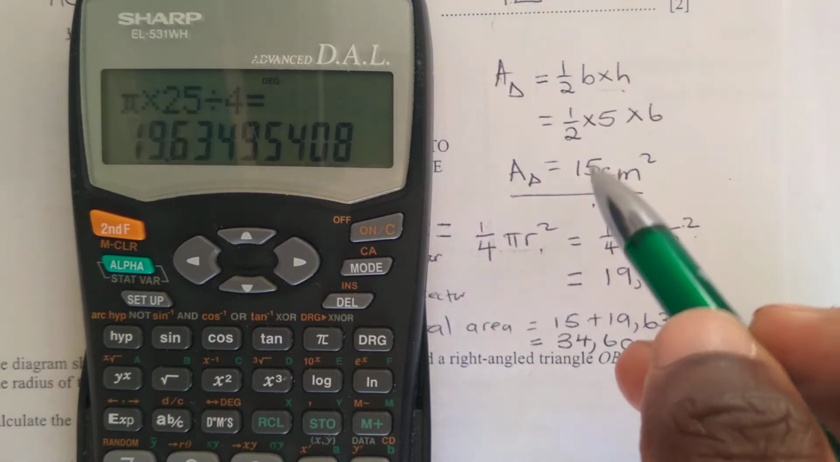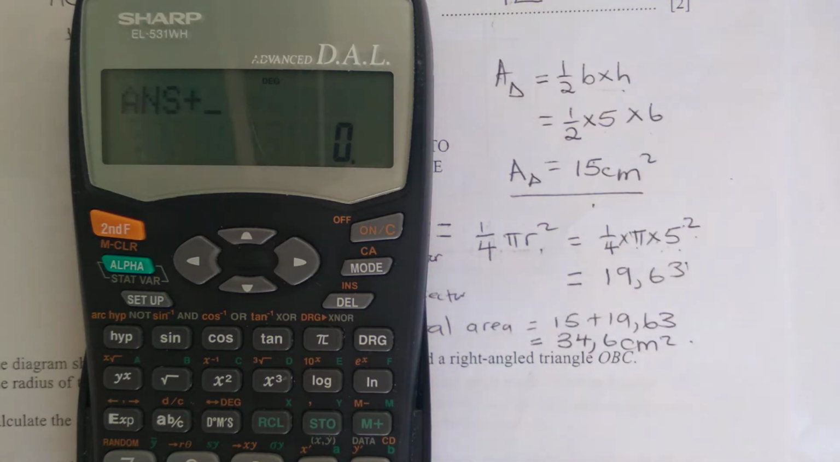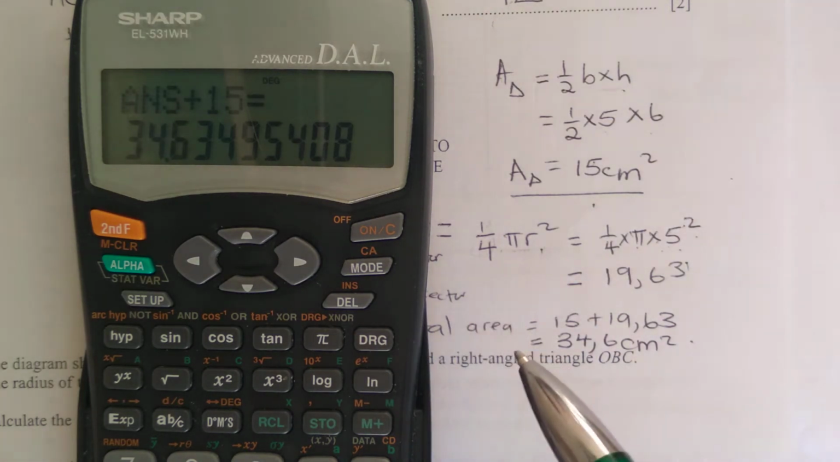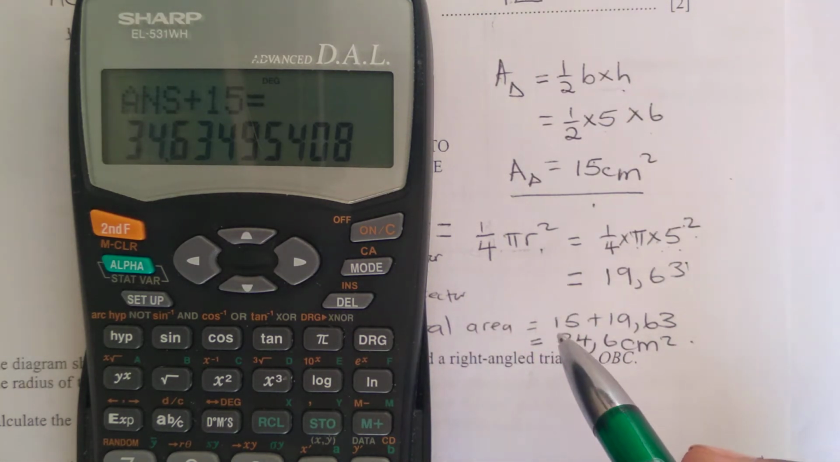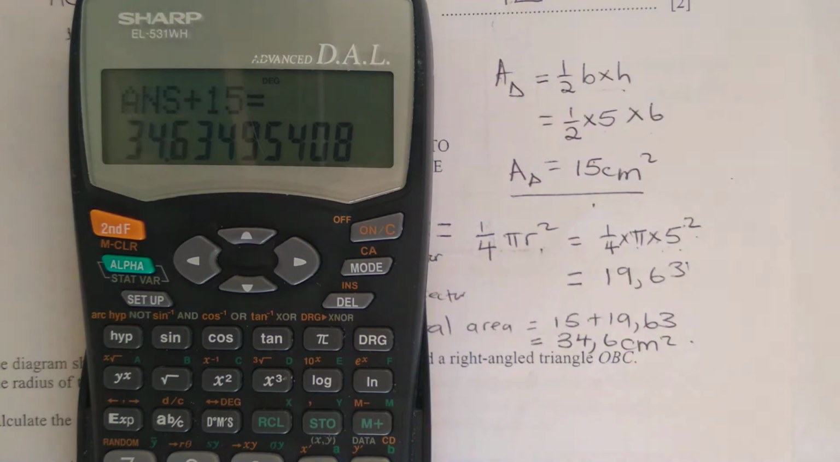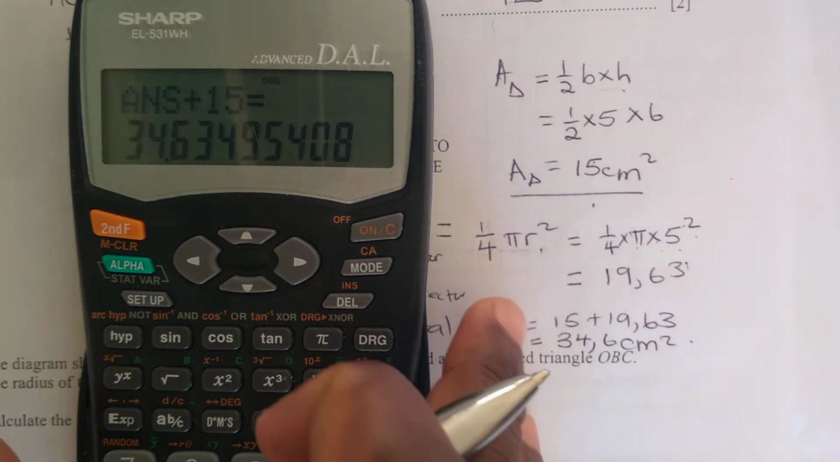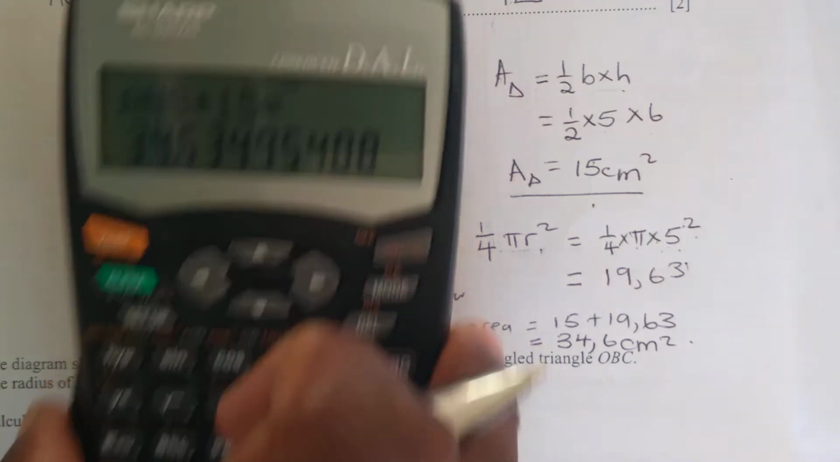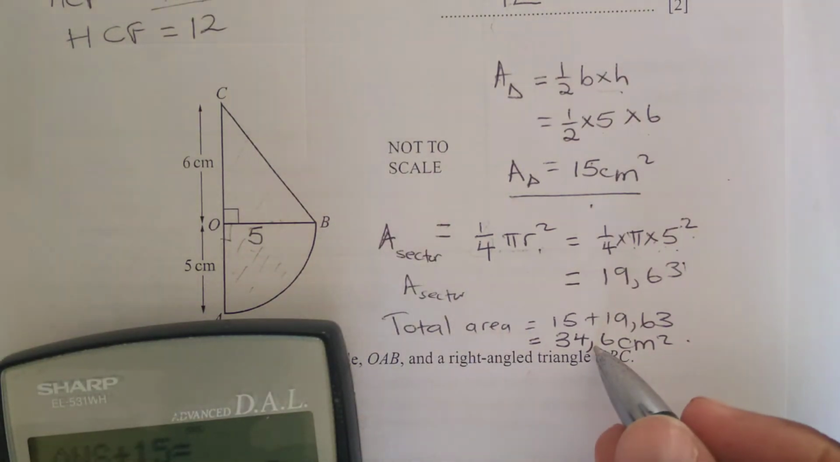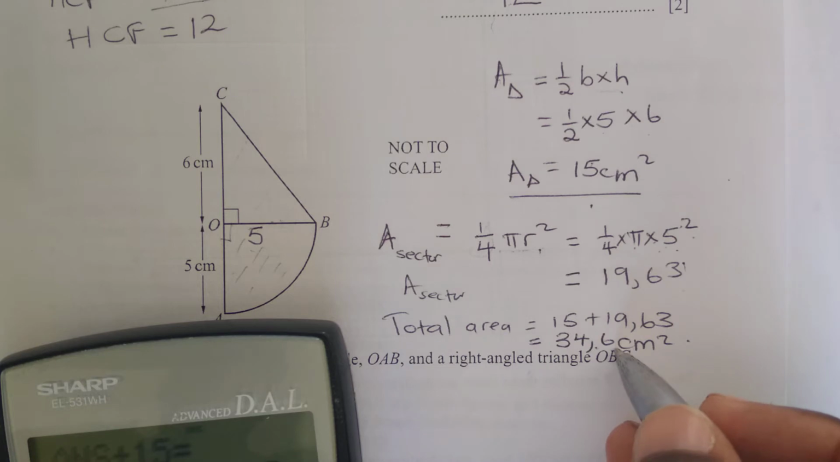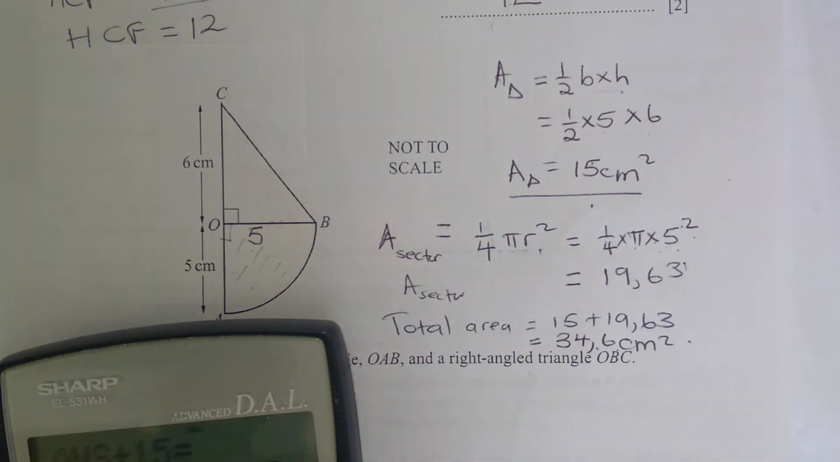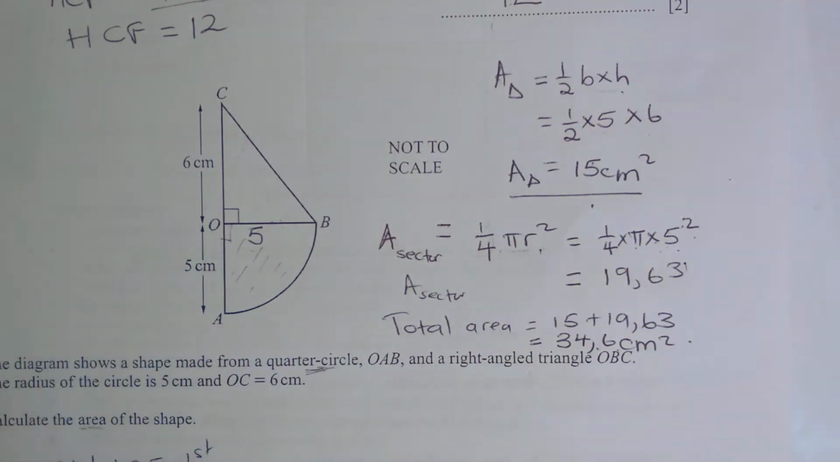And then because I got 15, I'll go ahead and add 15 to find the total area of my figure, which is 34.63495408. I'm going to round off to 3 significant figures. It's going to give me 34.6 square centimeters. That is number 12.